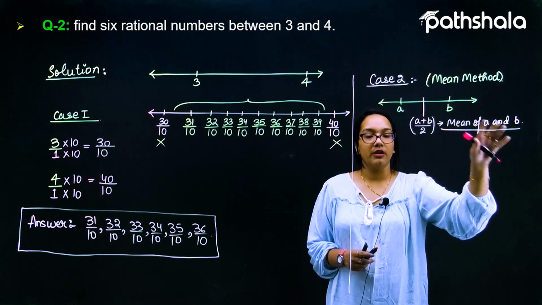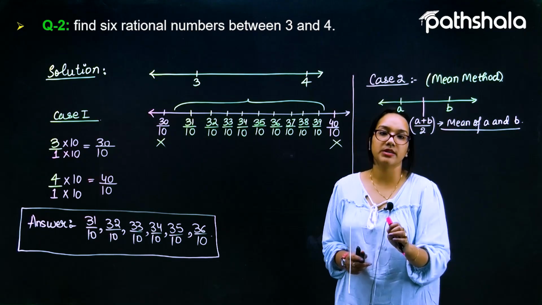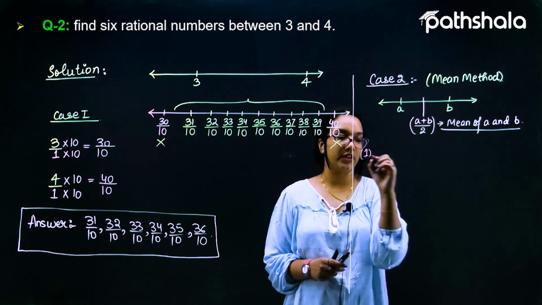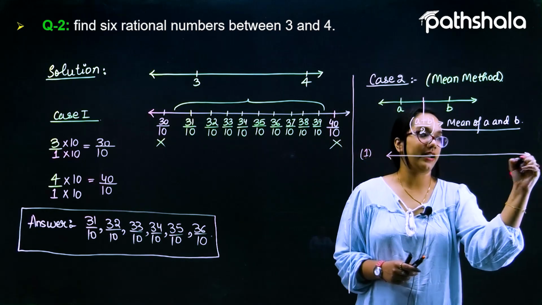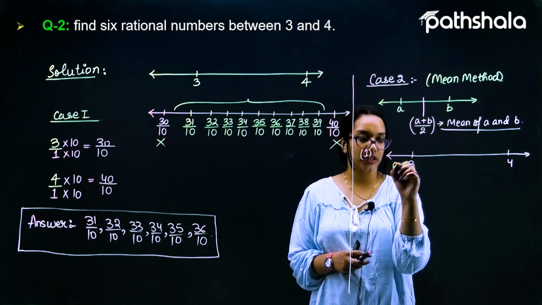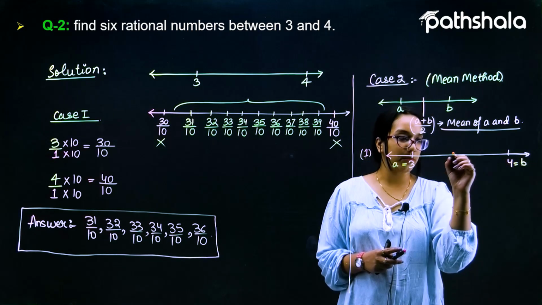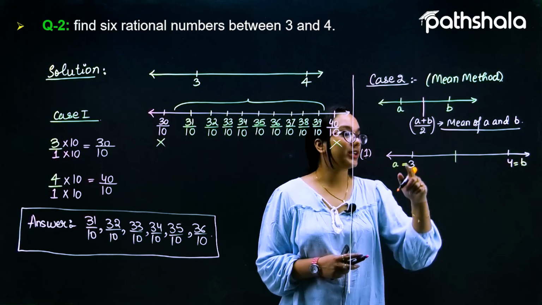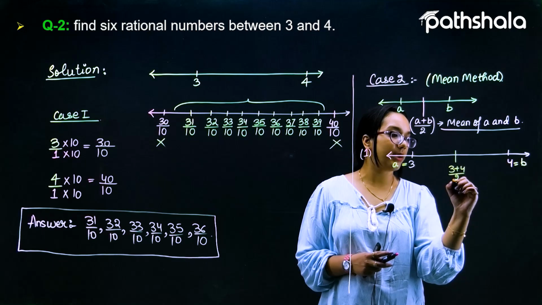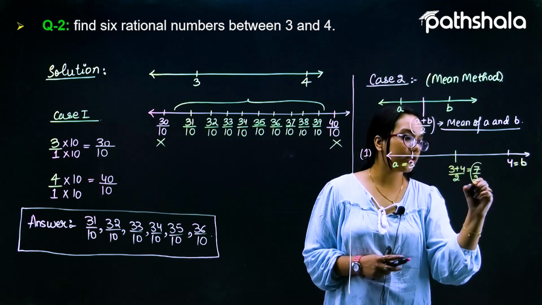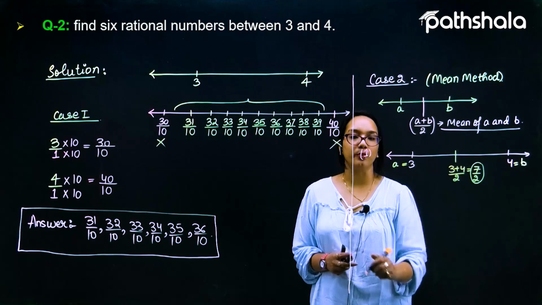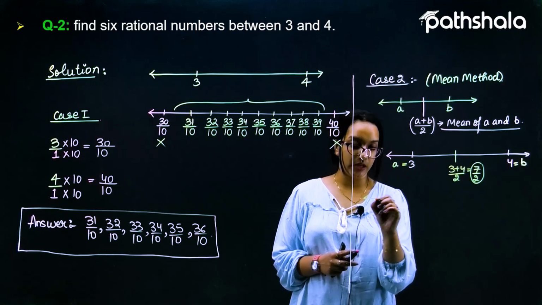So using this mean method, we can also find the 6 rational numbers lying in between 3 and 4. Let's start with the very first number lying in between 3 and 4. Let A be 3 and B be 4. Their mean is A plus B by 2, which is 3 plus 4 divided by 2, that is 7 by 2. So the very first rational number lying in between 3 and 4 is 7 by 2.